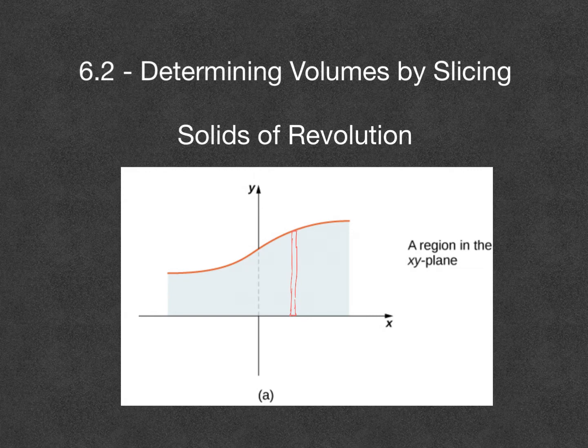And the height of each of these rectangles, remember, is the function value at that point, right? We have the x and the f of x. The width of each rectangle is the delta x that we saw previously.